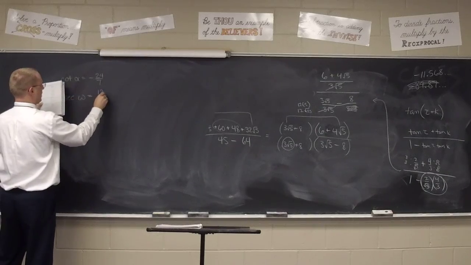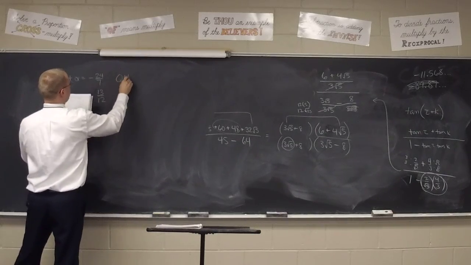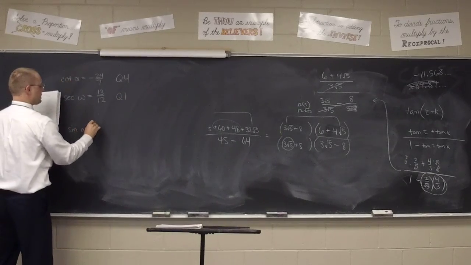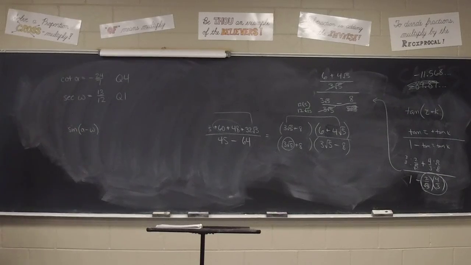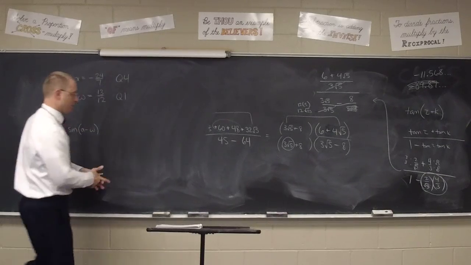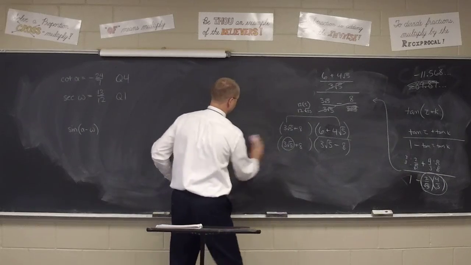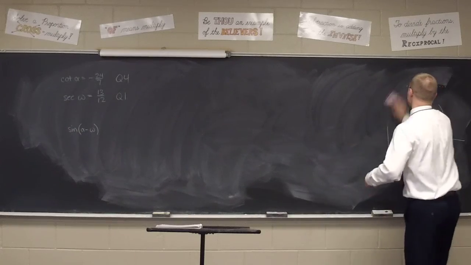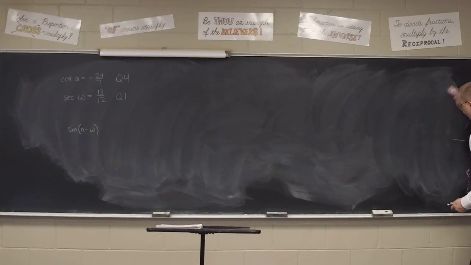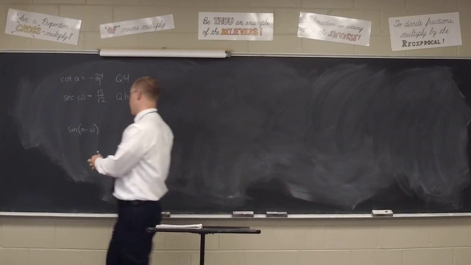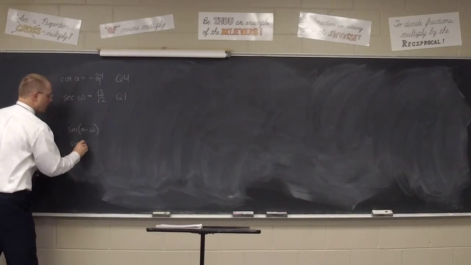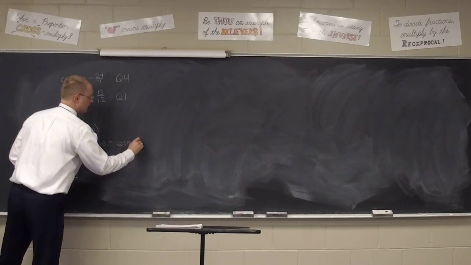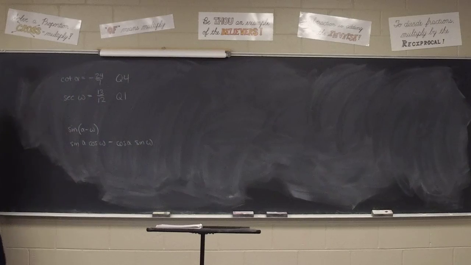Secant of omega is 13/12. Alpha is in quadrant 4, omega is in quadrant 1. We're asked to find the sine of alpha minus omega. Anytime I see sine of a sum or difference, I should write: sine, cosine, cosine, sine. Say it in unison, class. So we write that down with all the alphas and omegas: sine alpha cosine omega minus cosine alpha sine omega.